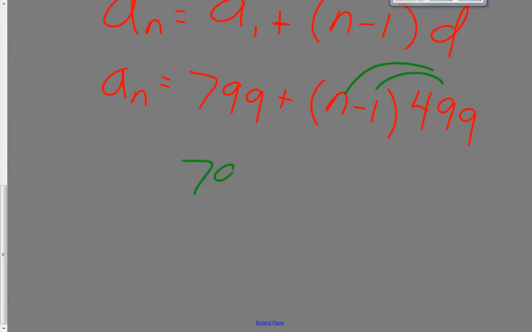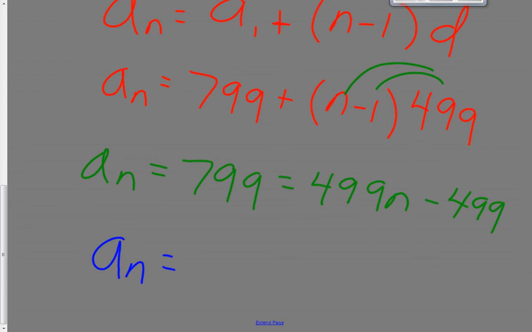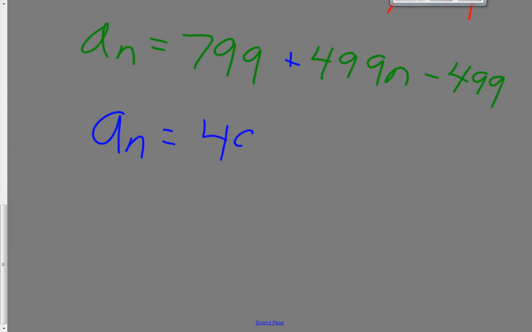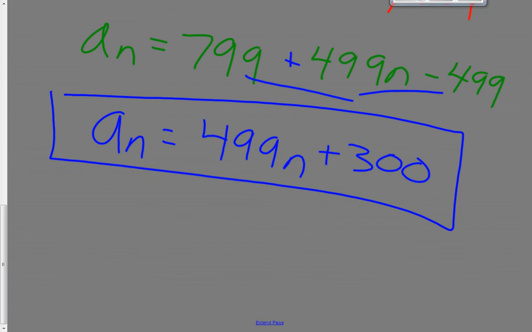So we have $7.99, that equals $4.99n minus $4.99. That equals a sub n. So now combining like terms, a sub n equals 4.99n plus 3.00. When you add up a 7.99 and a negative 4.99, you get a positive 3.00. Okay, we have that. So this is our equation that gets us the amount of money it costs to rent this Dodge Viper for any number of days that we want to.